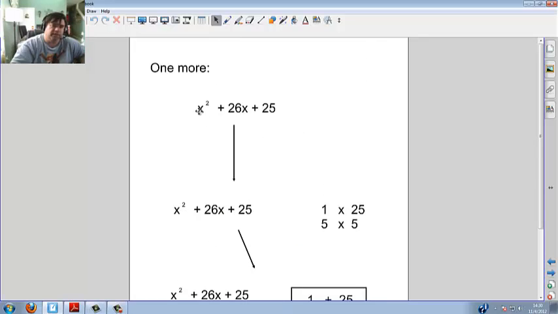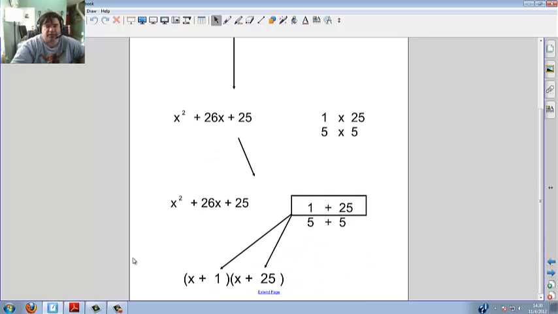One more. Again, make this 1x squared. 1 times 25 is 25. 1 times 25, 5 times 5, which added would make 26, 1 plus 25. So, x plus 1, x plus 25.